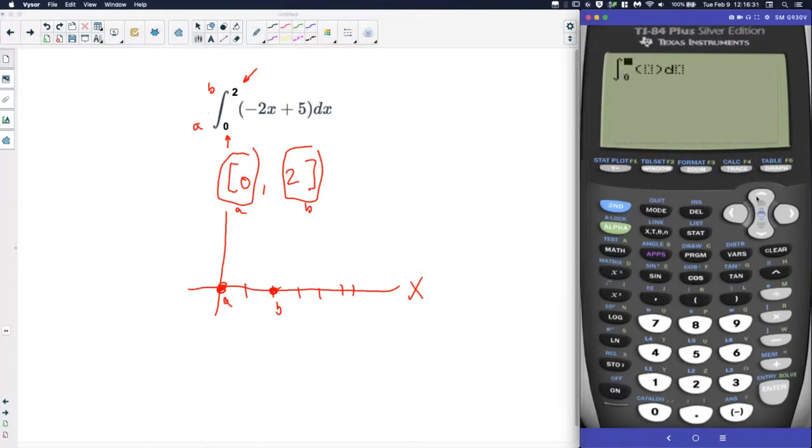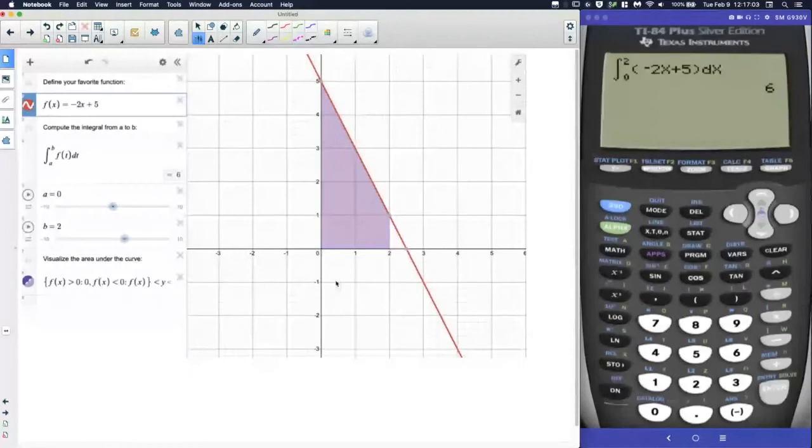So 0, that's where we start. We end at 2. A good way to remember this is Drake. Start at the bottom, now at the top. Negative 2x plus 5. And then again, we want to tell the calculator to find the antiderivative with respect to x because we have an x in our equation. X. Enter. We get 6. What that's saying is from 0 to 2, the area under the curve is going to be 6. And you can check that on the graph here.